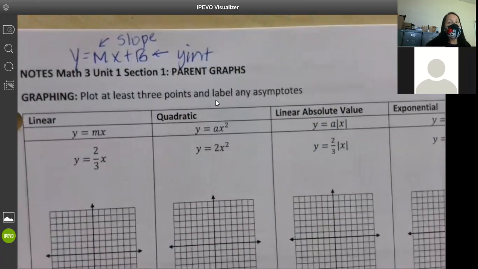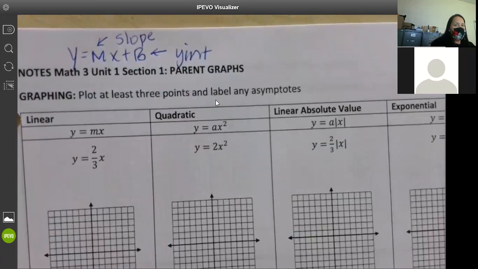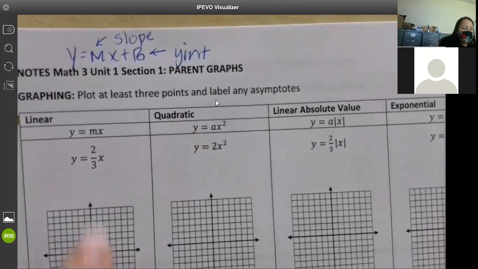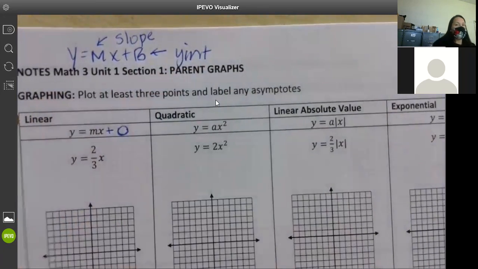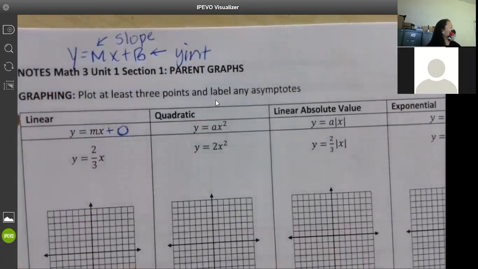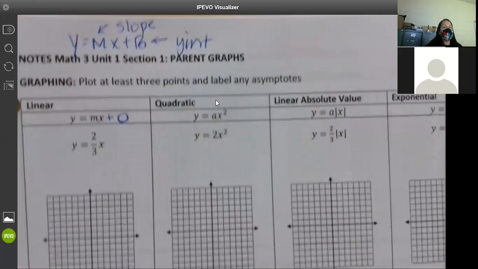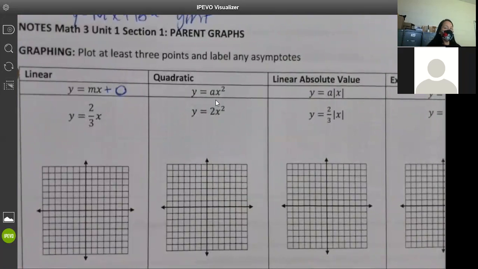All right. So m is your slope and b is your y-intercept. On these, we don't have a y-intercept, so we just have a plus 0 there. All of these, because they are parent graphs, are going to start at 0, 0. So how do we graph it? It says plot at least 3 points and label the asymptote.